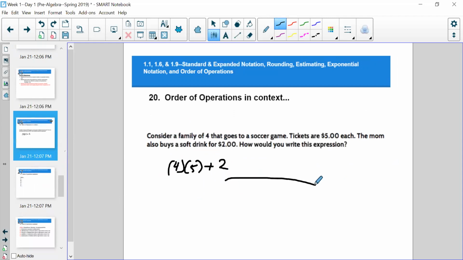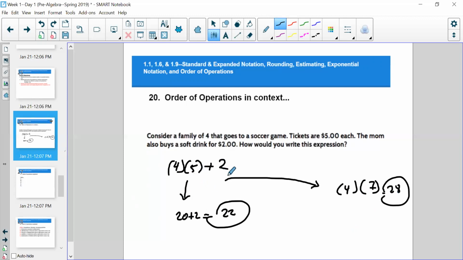One way to incorrectly compute this is to do the addition first, 5 plus 2, which would be 7, and 7 times 4 would be 28, and we know that that's incorrect, because 4 groups of 5 is 20, and 20 plus 2 would be 22. So 5 plus 2 is 7 times 4 is 28 would be incorrect. I need to do the correct order of operations, which is multiplication first, then addition.